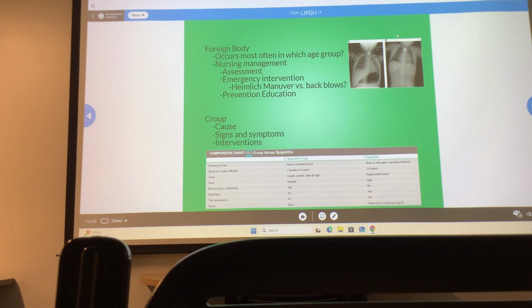So one of the first things we want to do is get an x-ray. We want to know if something's in there, right? Or if it's an infectious process instead, okay? If we do see that there's something in there, or we've witnessed that they've ingested something that then gets stuck, we have two options, right? Our emergency interventions, we've got the Heimlich versus back blows. For what age can you start doing the Heimlich?